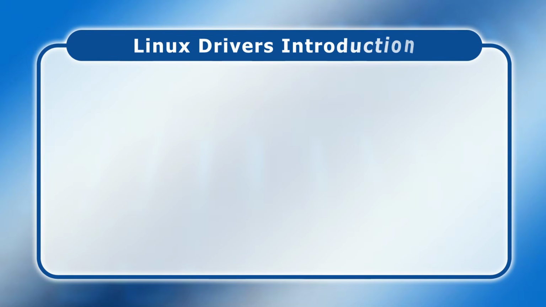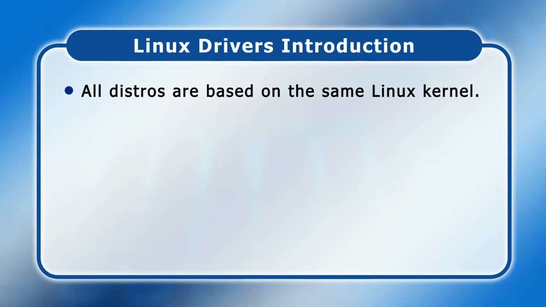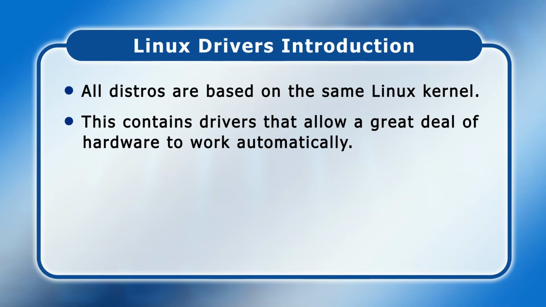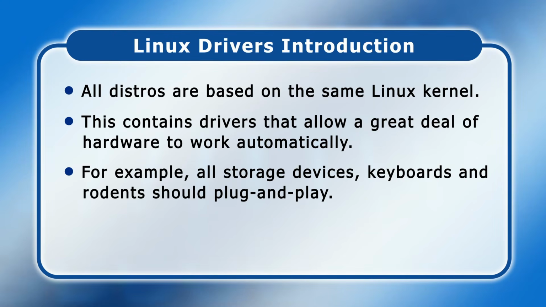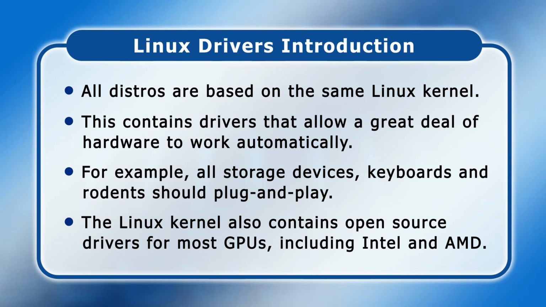As I explained in the first part of this series, all Linux distros are based on the same Linux kernel. This contains drivers that allow a great deal of hardware to work automatically when connected to a Linux system. For example, all storage devices, keyboards and mice should plug and play, as they will make use of an in-kernel driver. The Linux kernel also contains open source drivers for most GPUs, including those from Intel and AMD. So, if you're running onboard Intel graphics, or if you have an AMD GPU or APU, then satisfactory drivers should be put in place when you install or upgrade your Linux distro.